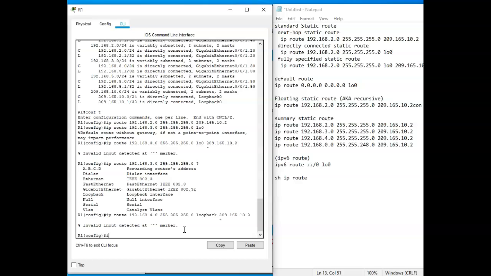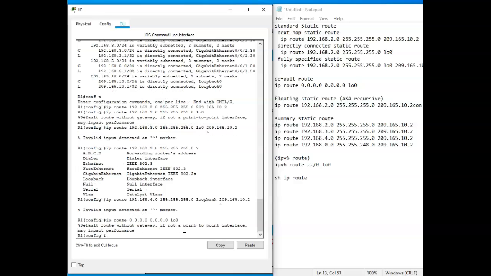The next one is a default route, which is IP route, and then we have all zeros. So remember, all zeros means anything can go through. And you should always have a default route, because if you have anything that you just want to go out to the internet, it's also saying loopback. It's not a point-to-point interface, but it doesn't like the loopback, but that's fine, not a big deal.